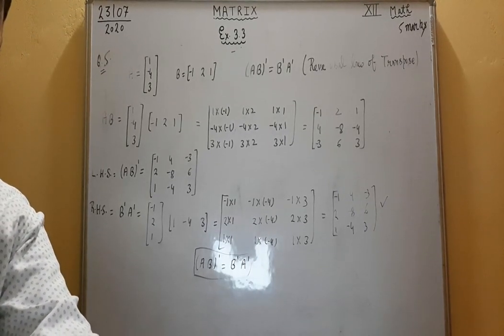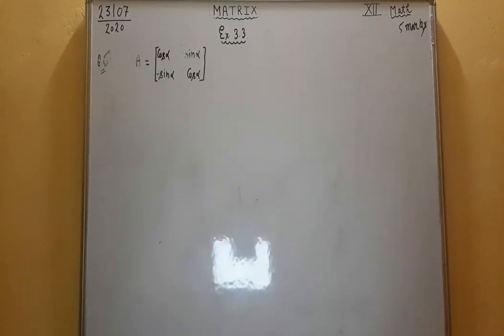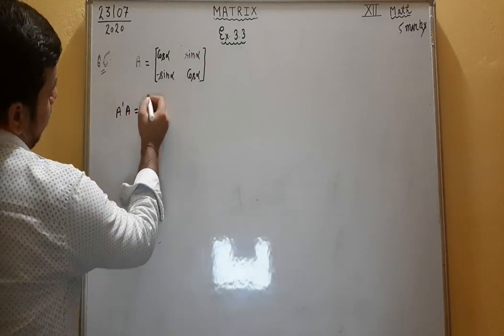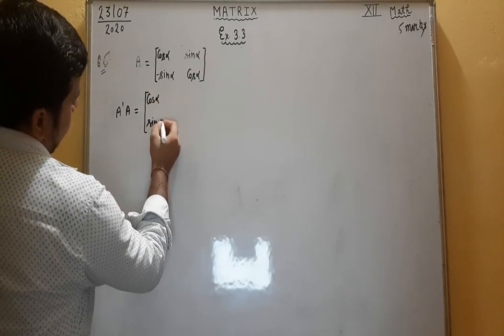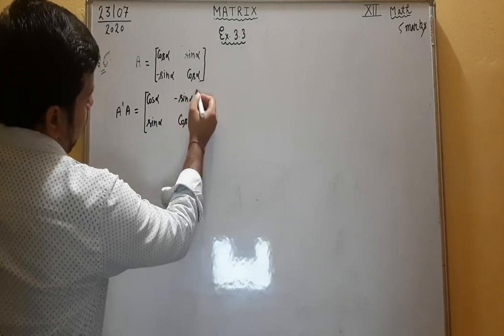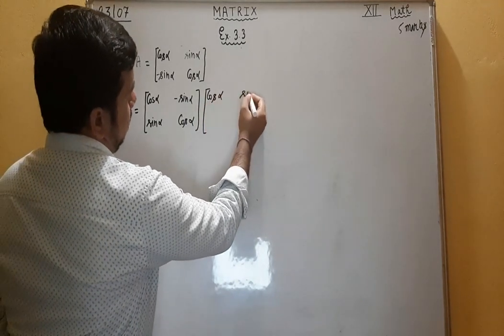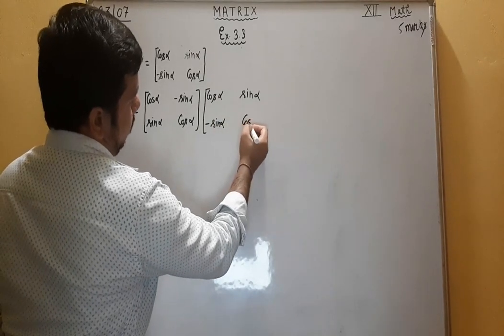In problem number 6, you are given a matrix A such that A is equal to [cos alpha, sin alpha; minus sin alpha, cos alpha]. You have to verify that A dash A is equal to I. So let us calculate. A dash is what? [cos alpha, minus sin alpha; sin alpha, cos alpha]. It is multiplied by A: [cos alpha, sin alpha; minus sin alpha, cos alpha].